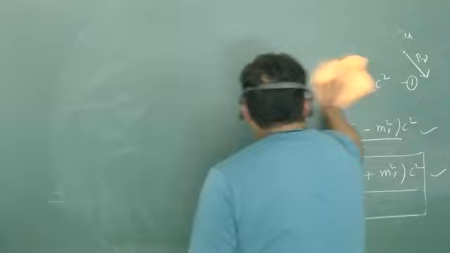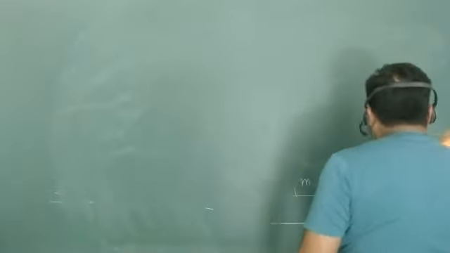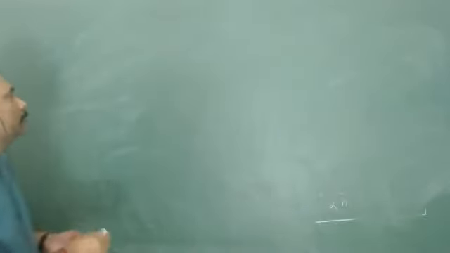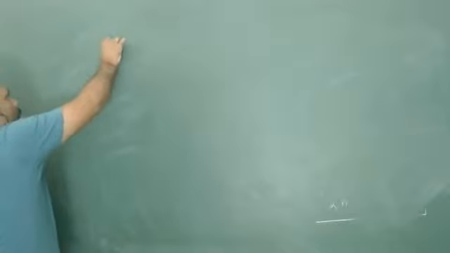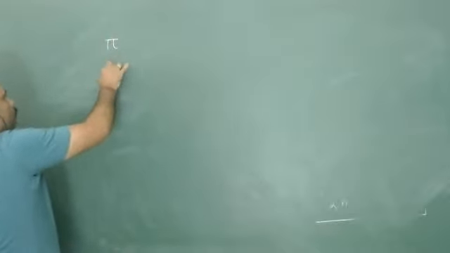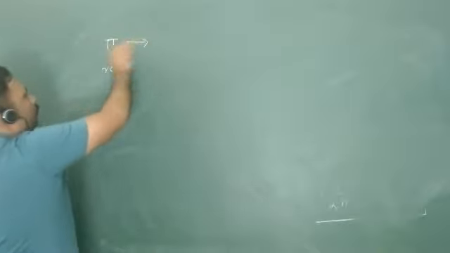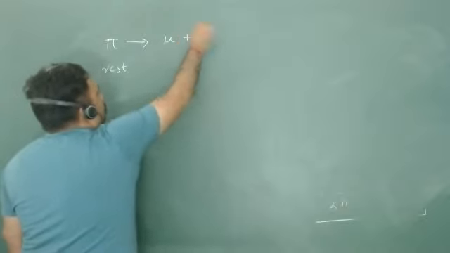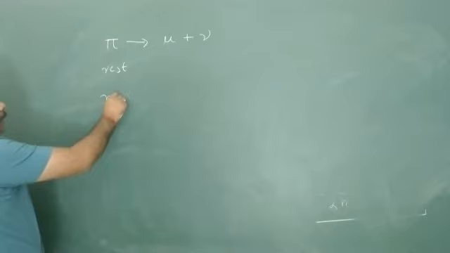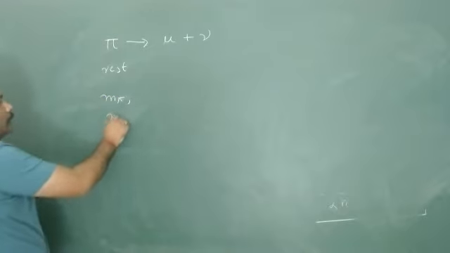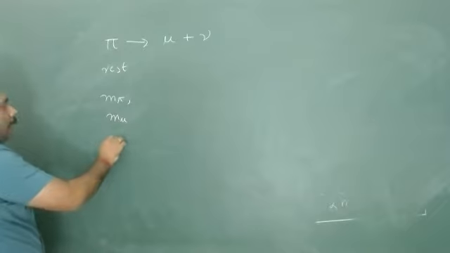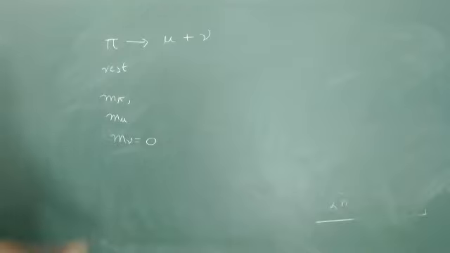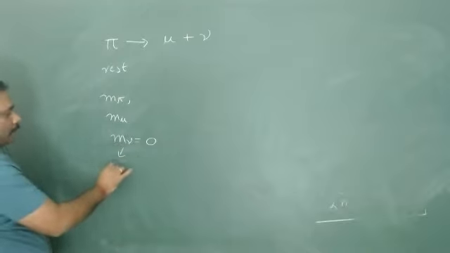Same problem, but I am just changing one thing, and you will see how all the calculation can be done. Okay. Again, you have a pion. This is at rest. Then it decays into a muon plus a neutrino. Rest mass of pion is m pi. Rest mass of muon is m mu, and the neutrino is massless. Okay, this is massless.